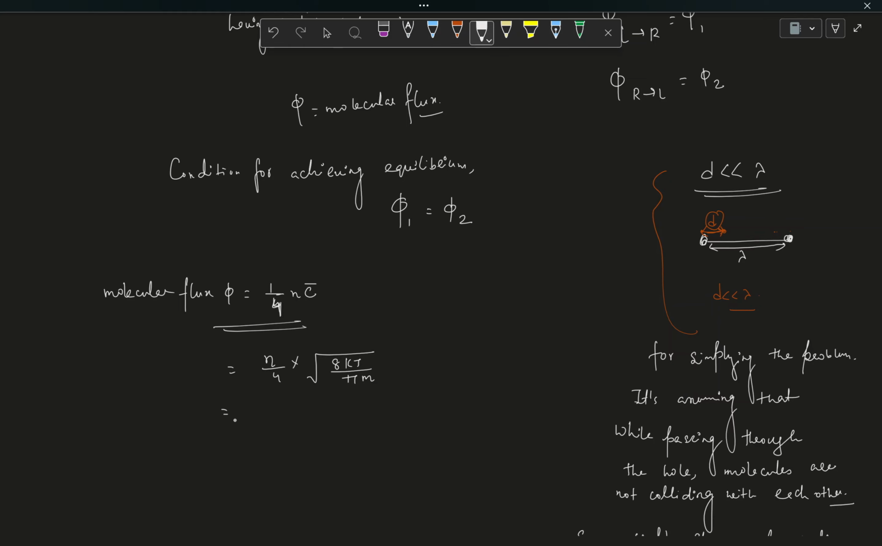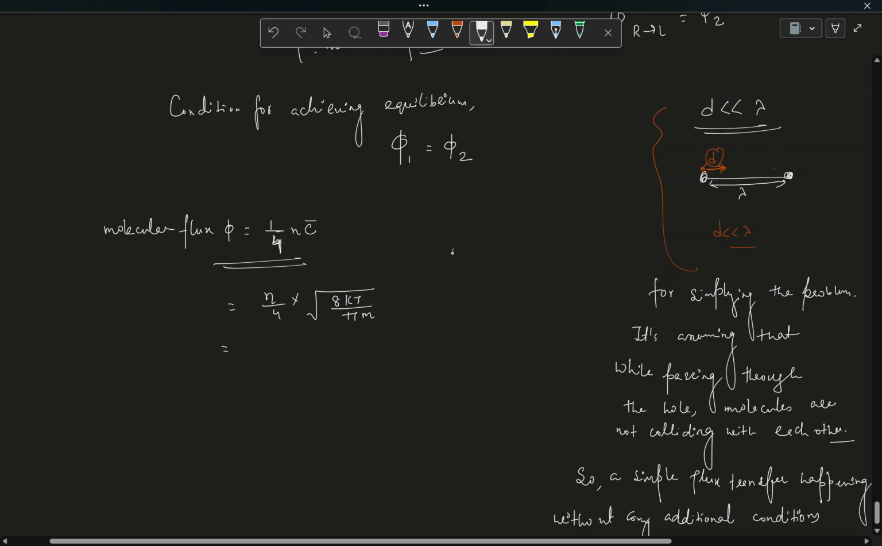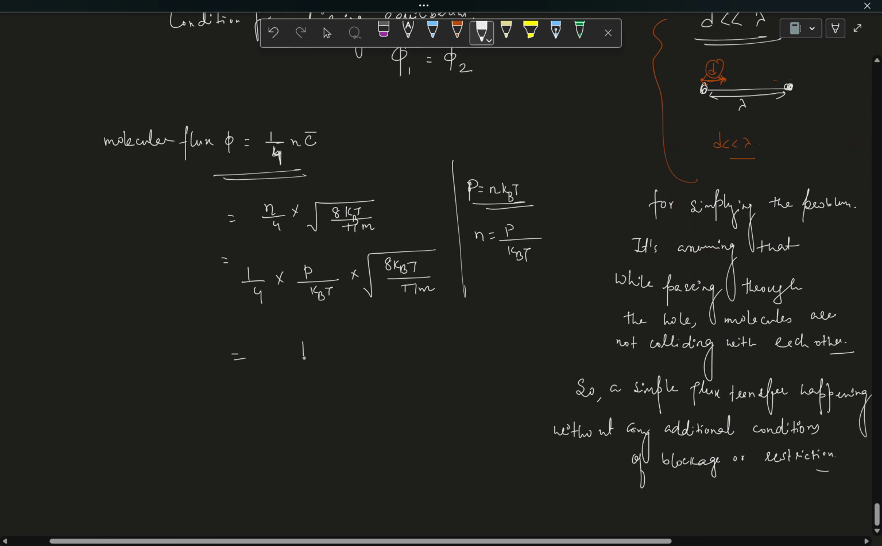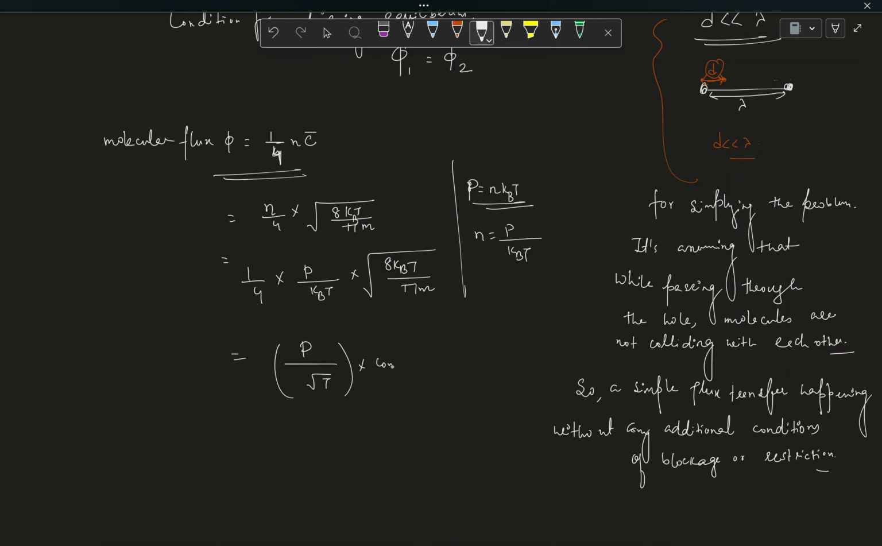Okay, so then you have to further decompose it, because your pressure P equals n kT, so pressure relates to n by n kBT basically. So your number density n is simply P by kBT. So you also have to substitute it here: it is 1/4 into P by kBT into root over 8 kBT by pi m, right? So this is P by root over T into all other constant terms.